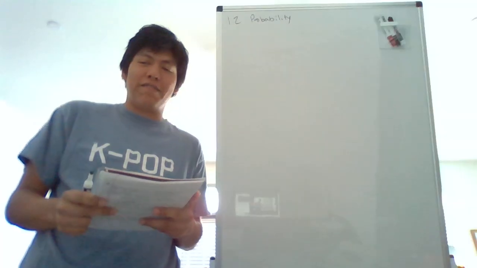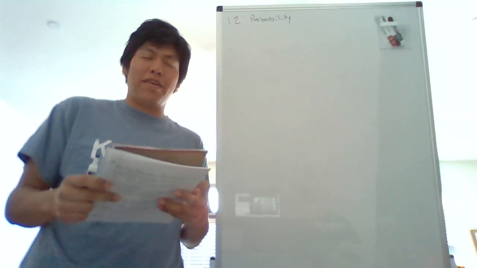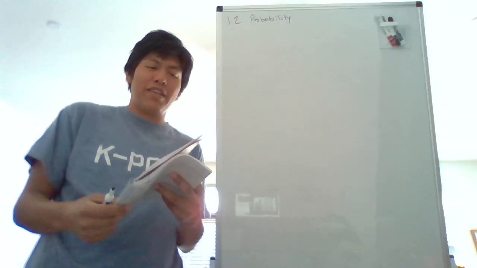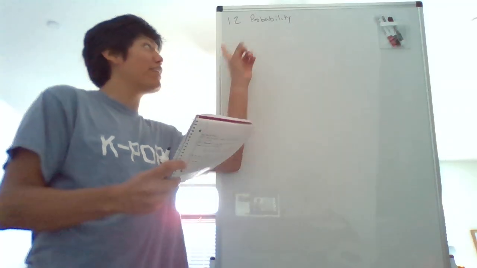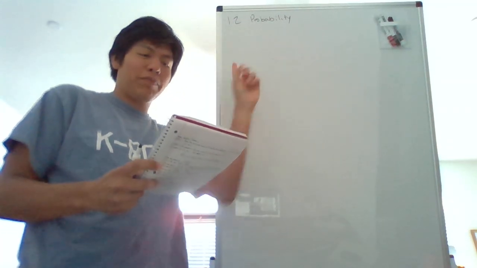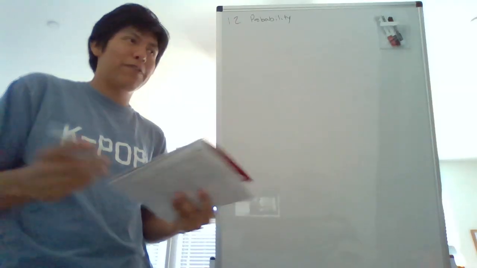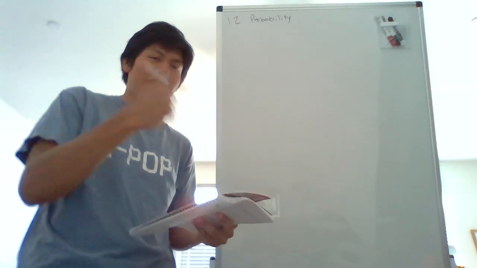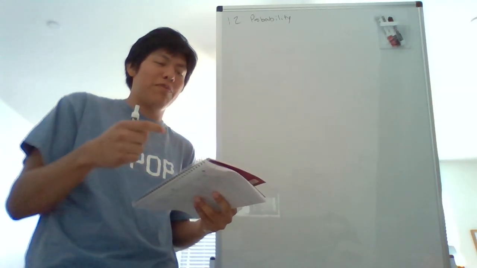This is my second video for the actuarial P exam textbook. So today we're going to be looking at probability. I guess first I'll do a quick recap of the last video, which was probability spaces and events.